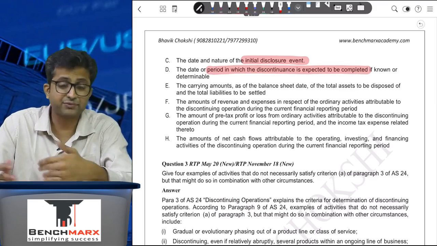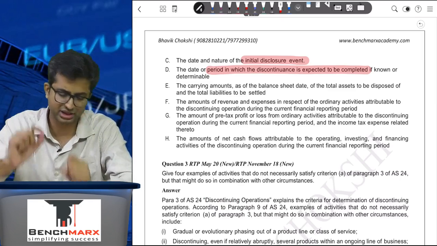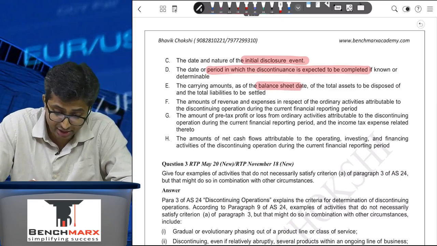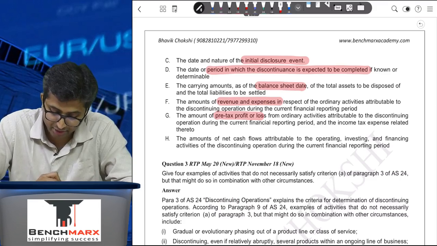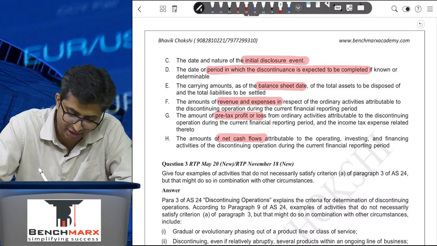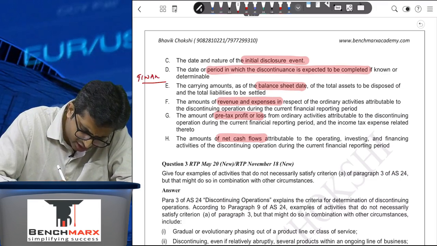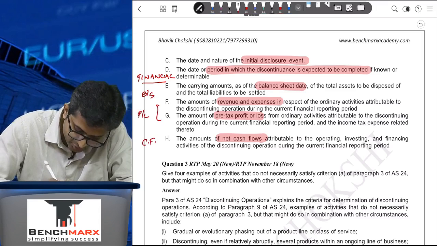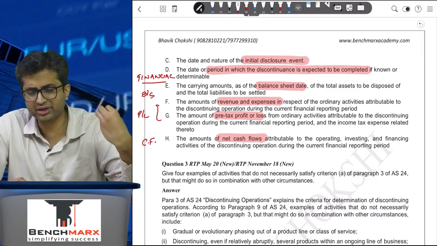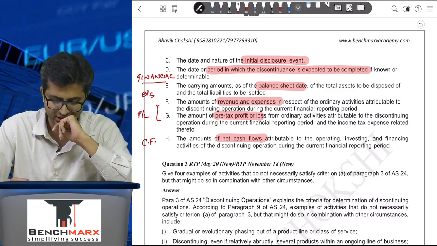For example, just as Future and Reliance are happening, Future's operation is shutting down, but it is still not handed over to Reliance. So there might be some time. The carrying amounts in the balance sheet, the revenues and expenses pertaining to the discontinuing operations, the pre-tax profit from the discontinuing operations and the cash flow. So these are financial impacts. So this will be your entire financial part. You can say this is the balance sheet. This is the impact on the P&L, revenue and expenses, and this is the cash flow. And before that, the descriptive part on what is the date when it starts, when is it expected to get over, what is the description of the operation, etc.